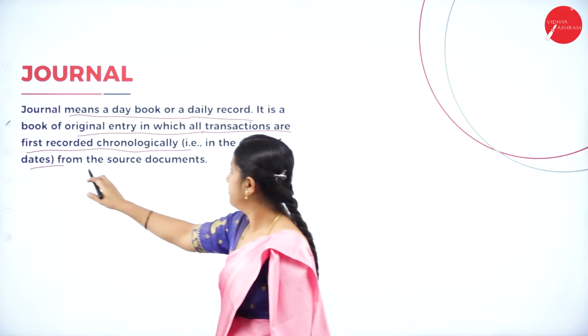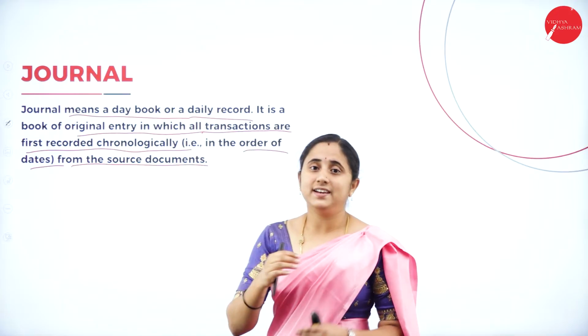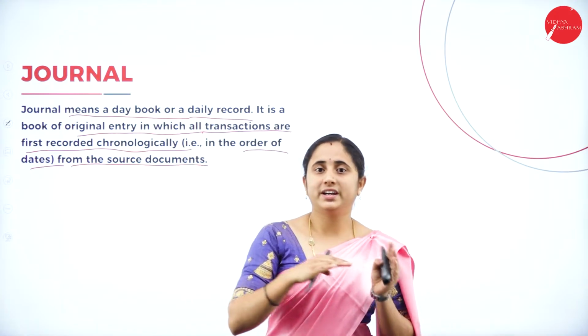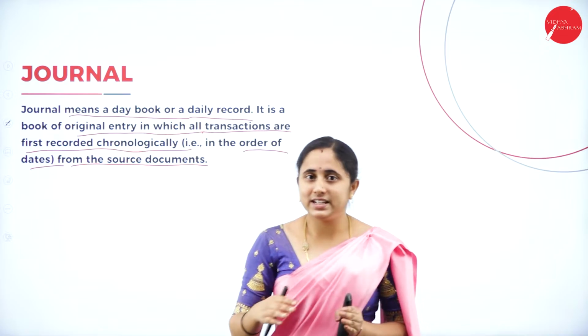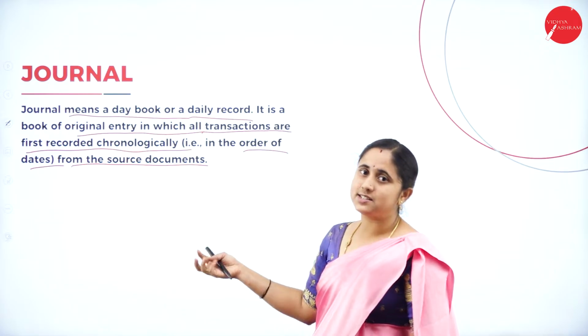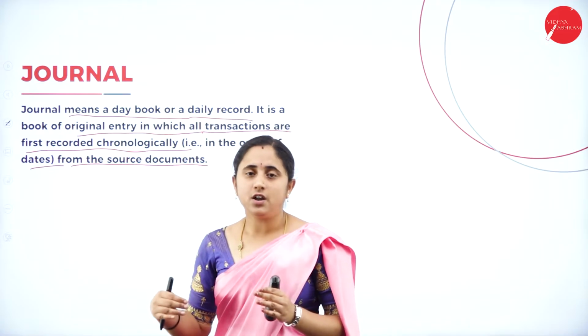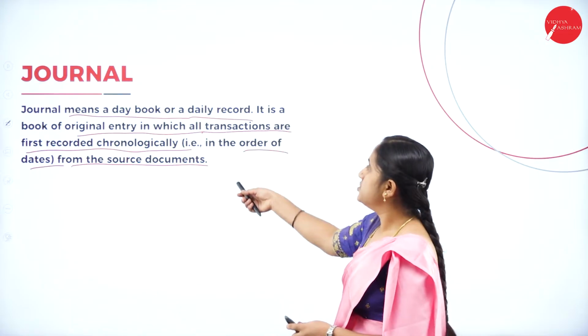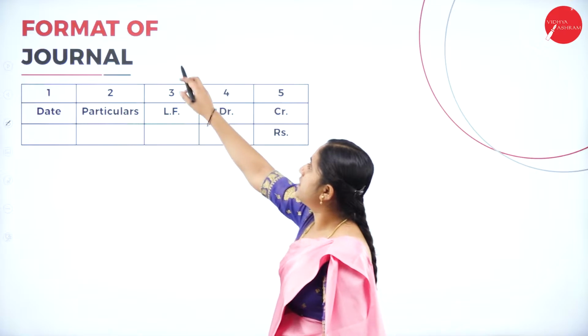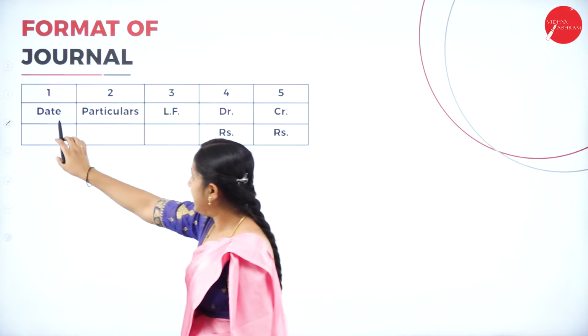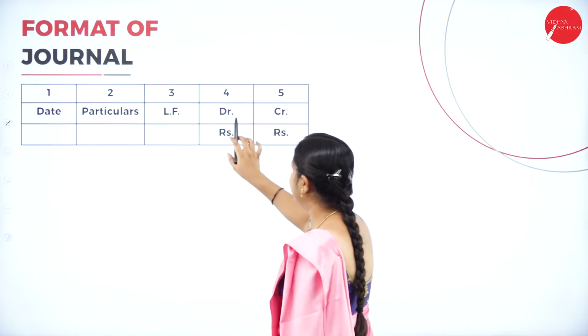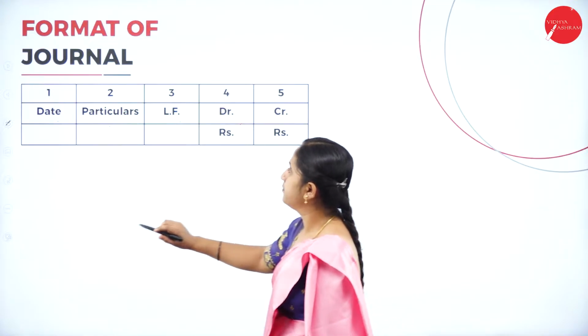It helps from the source document, and it helps the business to get the information easily. So, journal is the process of recording transactions in a book in chronological order. The format of journal is date, particulars, LF, debit, credit.